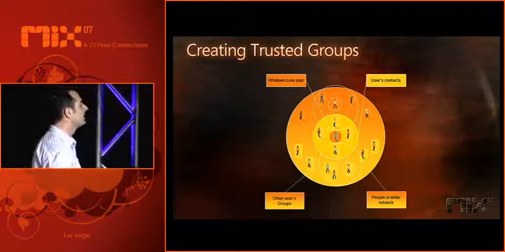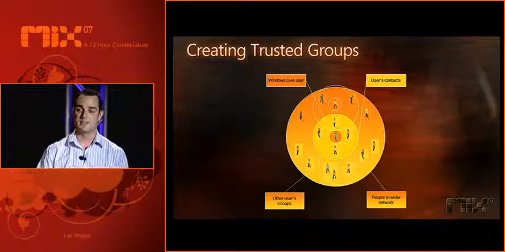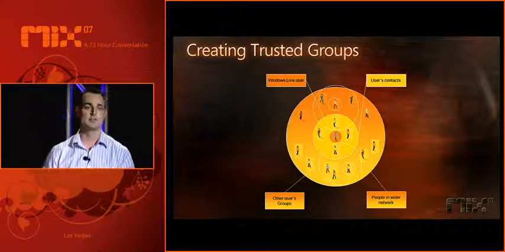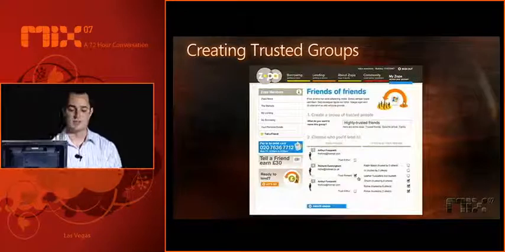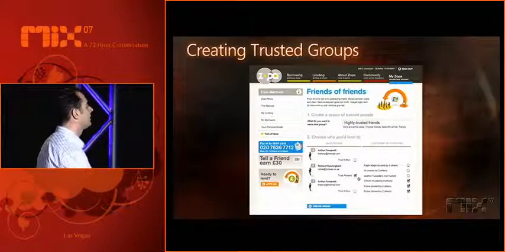In the center of the concentric rings, you see the Windows Live user, his contacts around him, and then contacts of the contacts, the friends of a friend around them. And that creates a group of people that you can trust and you want to transact with. Now, how might that look on the Zopa website? Here's a quick mock-up, where you can see creating a group of trusted people.